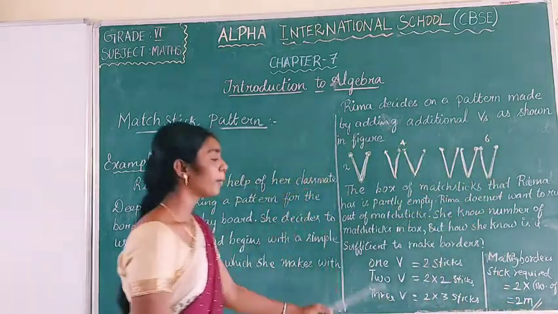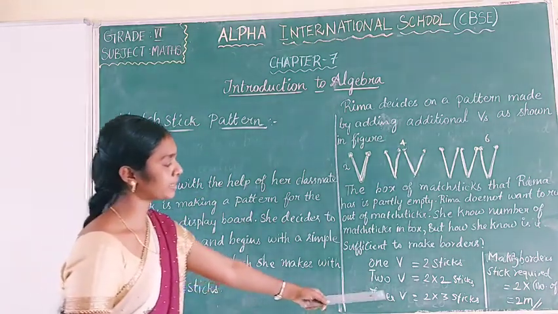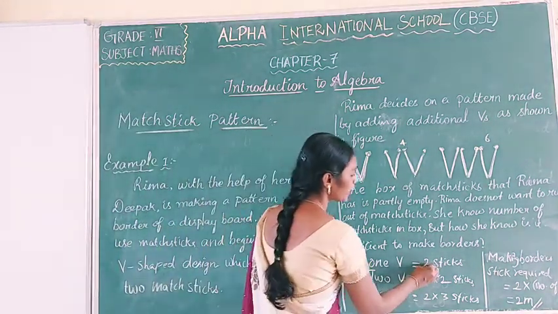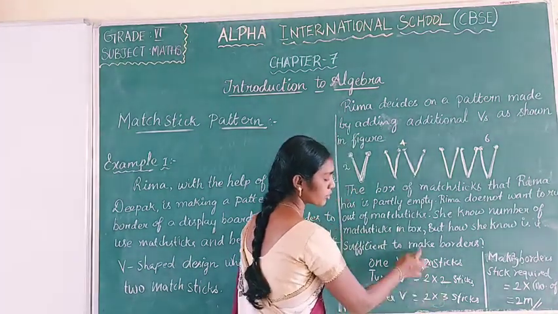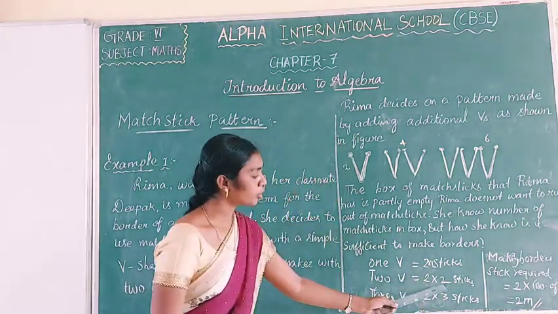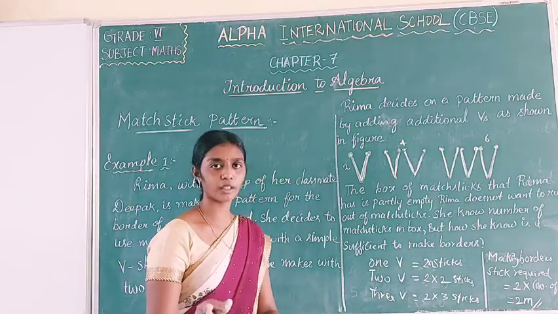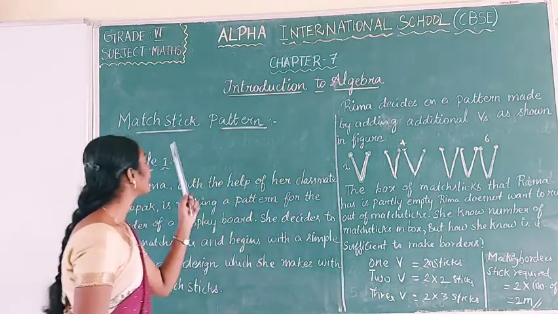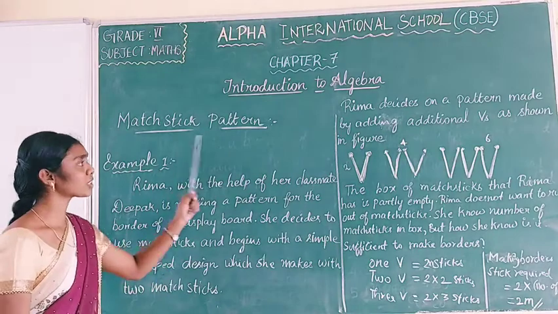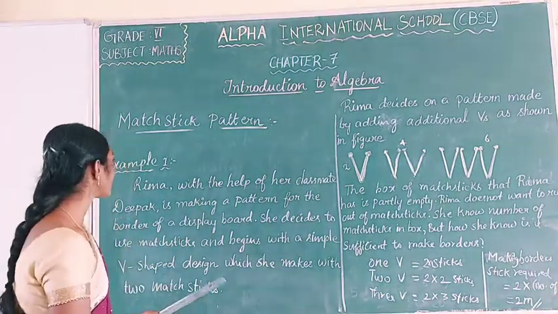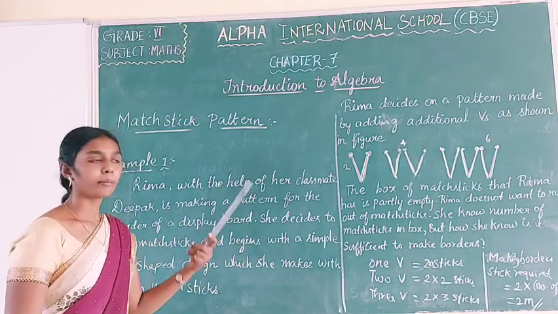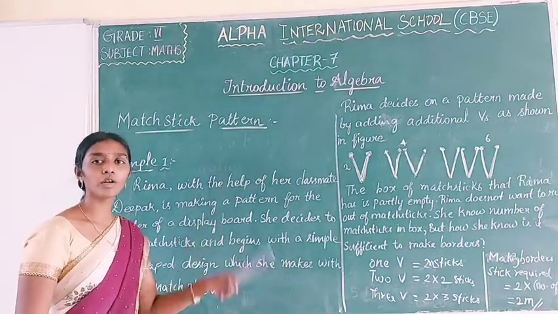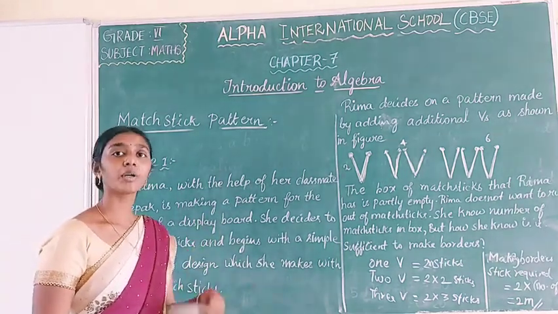This is the matchstick pattern. See here, what is the meaning of this 2 into 1? So 2 into 1, 2 into 2, 2 into 3. So this 2 is common, and 1, 2, 3 is also in some pattern. This is known as a matchstick pattern. Again, I am explaining how you want to frame the rule. Based on this type only, you want to frame the pattern for many sums.